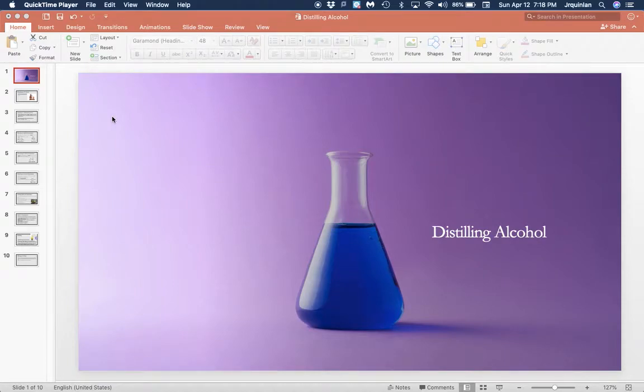I'm Kevin Quinlan, and today we're going to be looking at how to produce ethanol using fermentation, and then how to produce higher concentrations of ethanol using distillation.